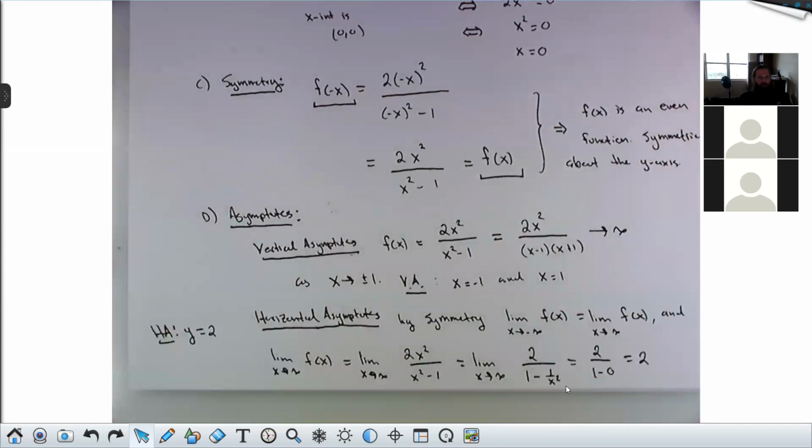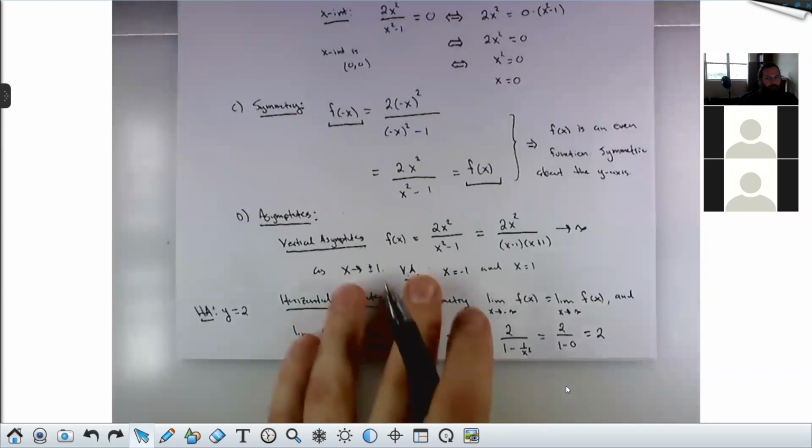This is all the algebra stuff. Now we're ready to start on the calculus stuff. Questions on any of these things?